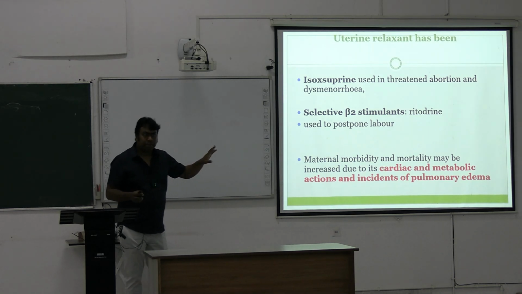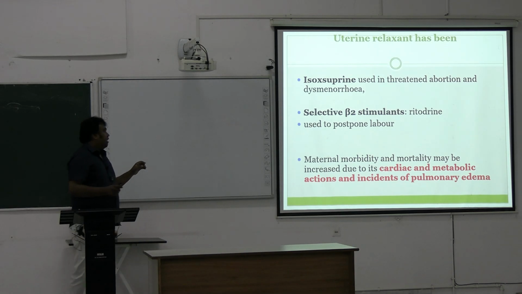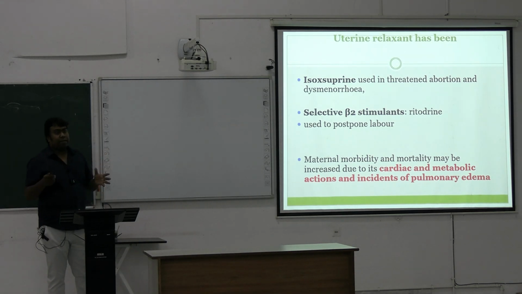Where is isoxsuprine used? Threatened abortion, or if there is a dysmenorrhea or there is a preterm labor, to reduce that.